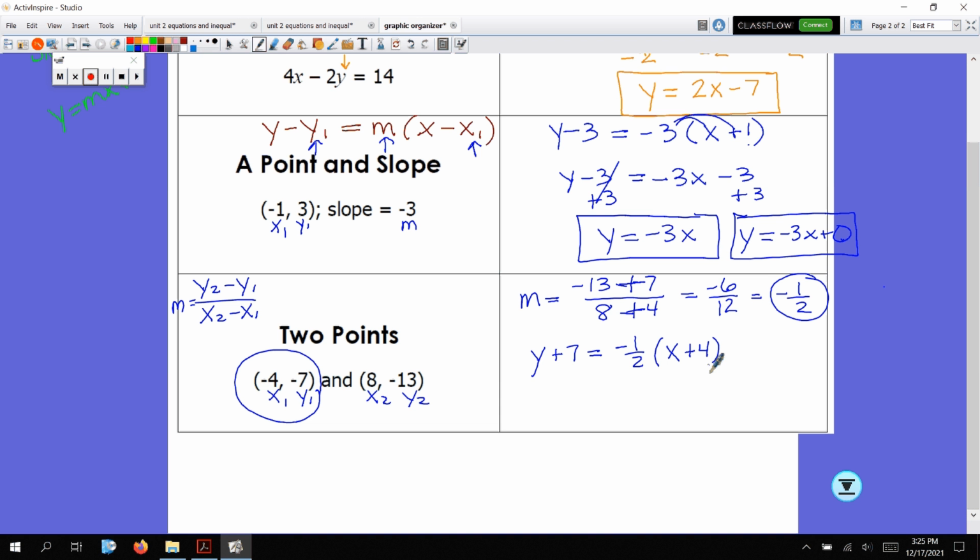Now we're going to distribute. Negative 1/2 x. Negative 1/2 times 4. Well, what's half of 4? 2. It's negative. Okay, cool. And then I have y plus 7 equals that. I'm one step away from being done. I hope you didn't run out of room on your little paper because I'm seemingly running out of room in my little box. I'm going to subtract 7 from both sides. We get y equals negative 1/2 x minus 9. And that's it. That's how we write the equation with 2 points.